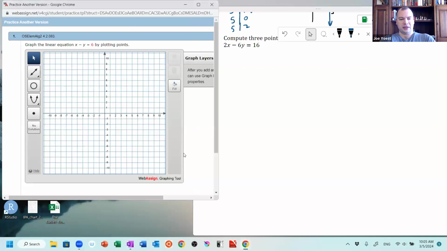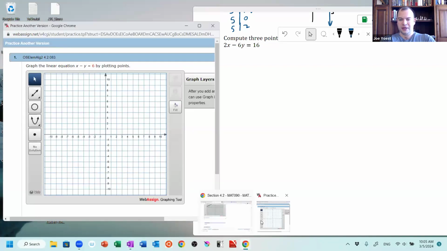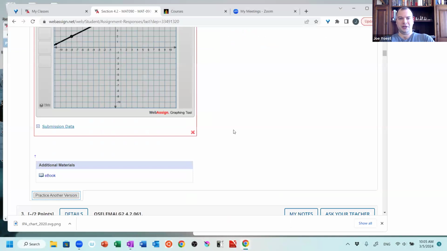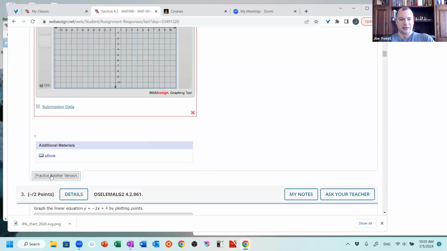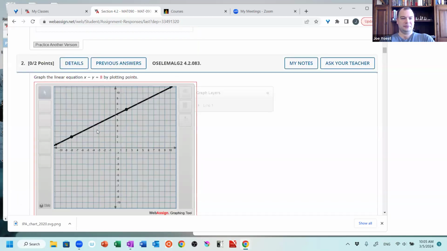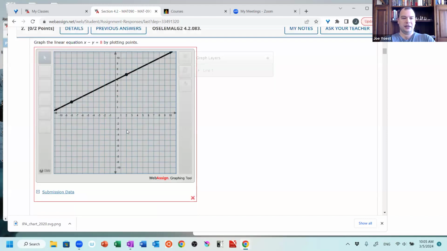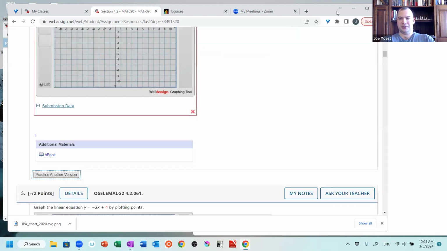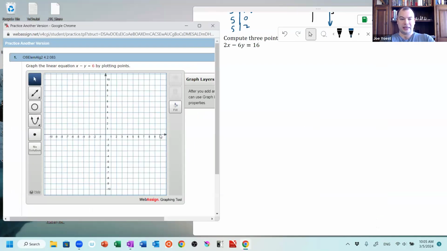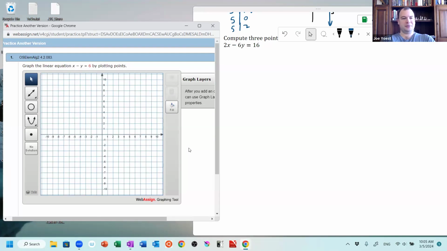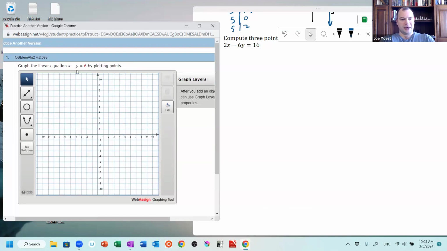So I've pulled up a WebAssign problem. I got here by just bringing up an old homework and then clicking the practice another version button. This is past due, so I can't actually continue working on the actual problem, but I can practice another version, and that gives me another one I can practice. So I'm going to graph x minus y equals 6 by plotting points.